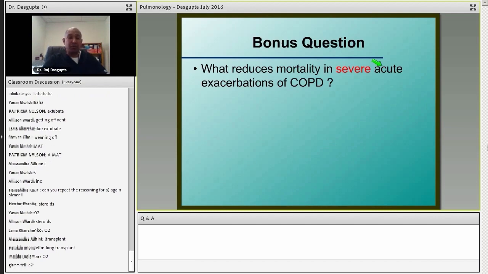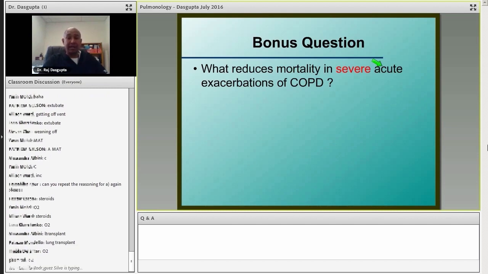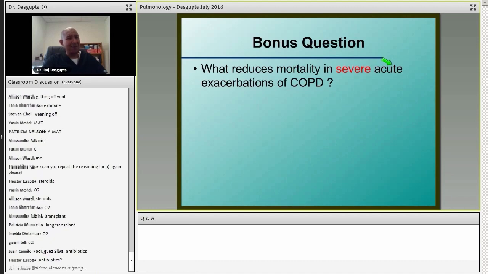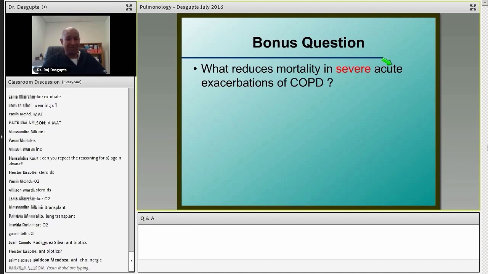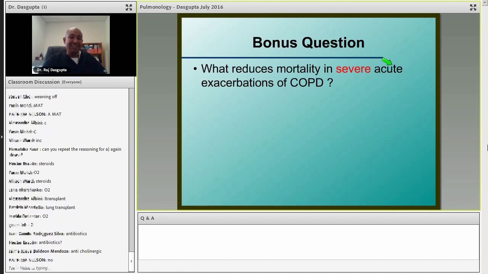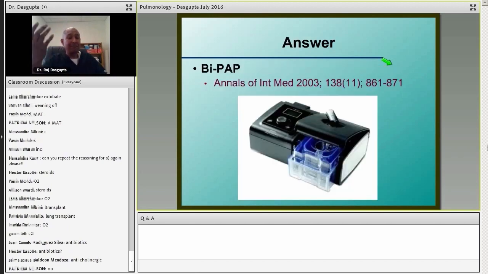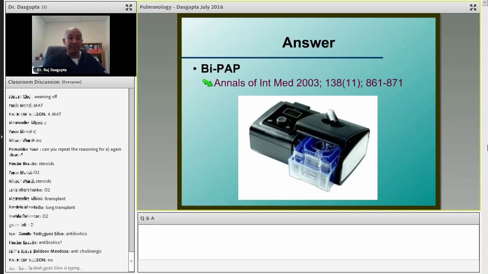Oxygen doesn't reduce mortality in the acute setting. It definitely does in the chronic setting. And of course, in the acute setting, do you transplant anyone? Come on, guys. It's impossible. There's so much criteria. The answer is always going to be, you're going to roll your eyes and say, I knew that. BiPAP. When we talk about evidence-based medicine, I gave you the reference that you could read.